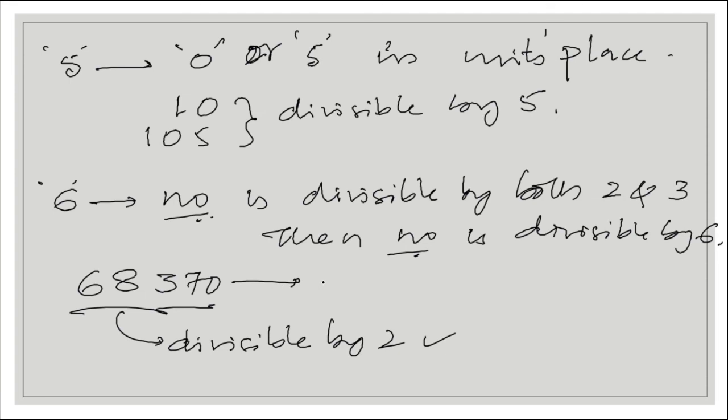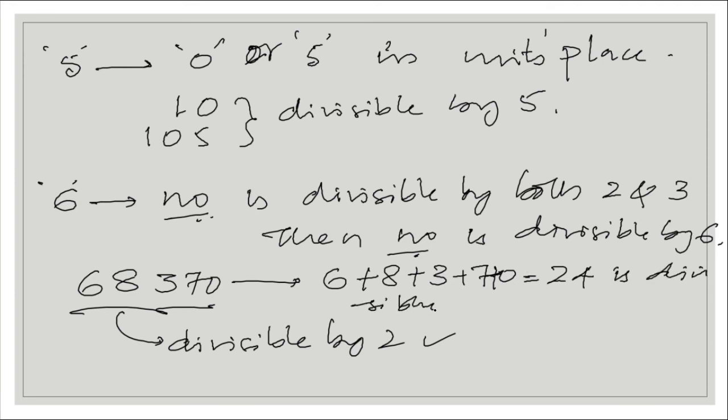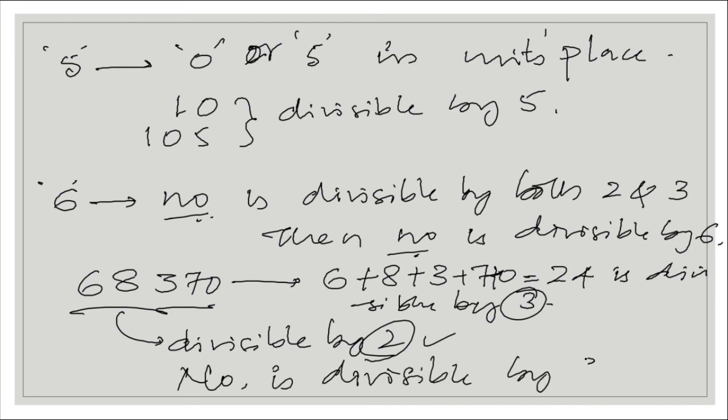Is it divisible by 3? For that, let me add the digits. 6 added to 8 is 14, plus 3 is 17, plus 7 is 24, and 24 is clearly divisible by 3. Therefore, the given number is divisible by 3. Hence, both 2 and 3 divide the number. The number is divisible by 6.